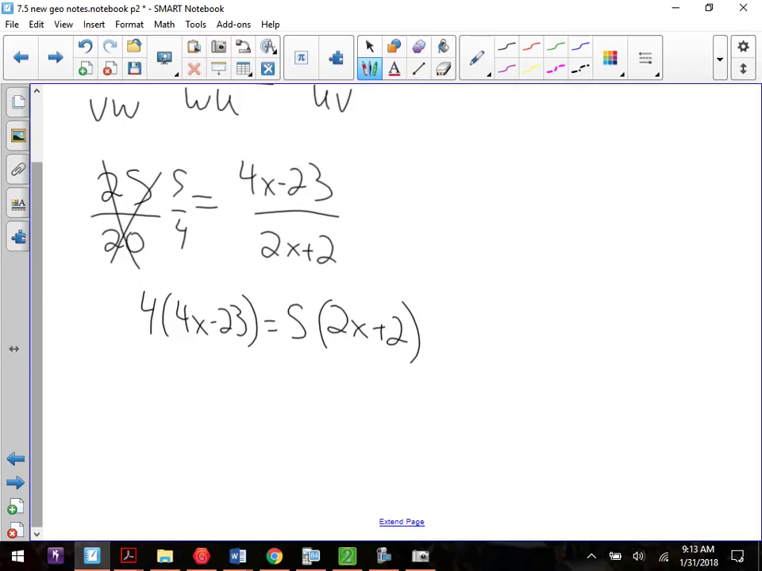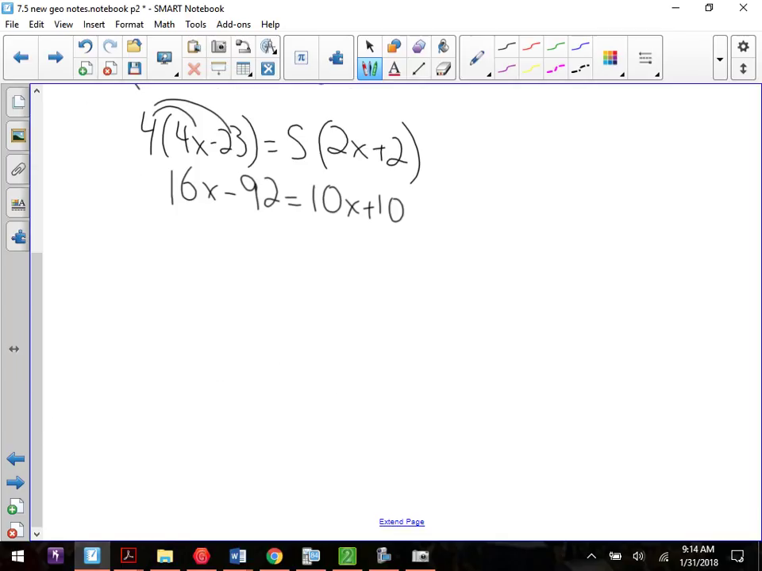We cross multiply that, distribute. 4692, I believe. Variables on both sides of the equation, you always want to pick out the little guy. Move the 10x, same time add the 92. 6x then is going to be 102.